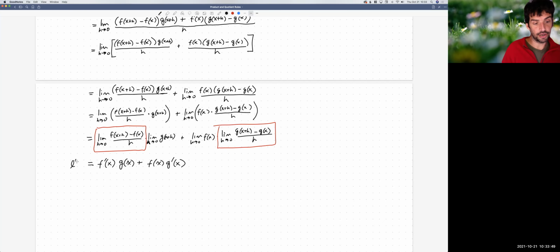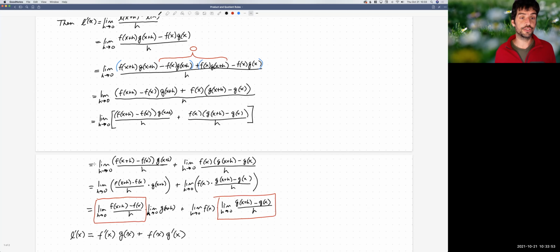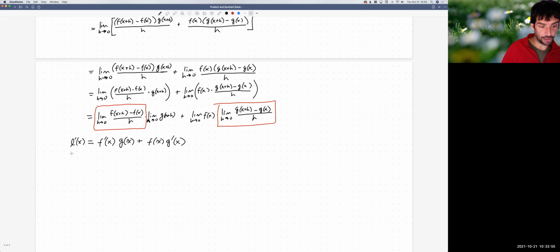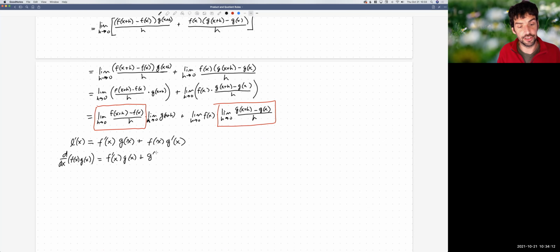And so L prime of x is equal to this. But remember what L was, just the product of these two functions. So L prime is, of course, the derivative of f of x times g of x, which is going to be f prime x g of x. And I'm just going to switch the orders of these just to match what I said. It's just commutativity of multiplication here. It doesn't really matter.